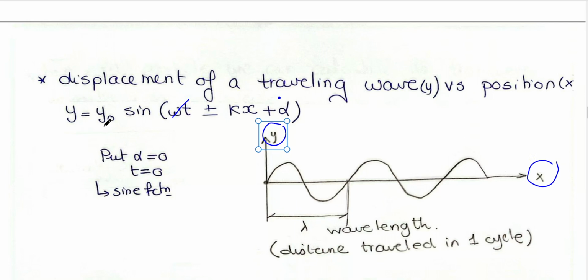I want to draw y naught sine kx. It will be a sine function. The distance from the crest to crest, or the trough to trough, is called the wavelength, or it is the distance of one sine wave. Distance traveled in one cycle.